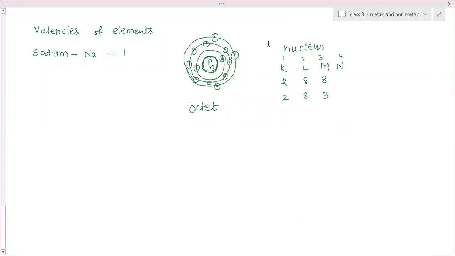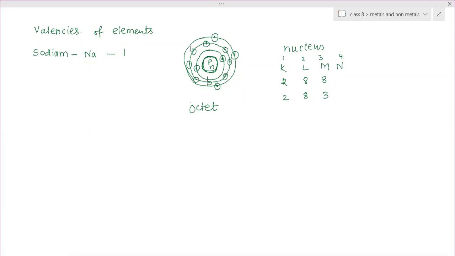5 more. So it will take 5 from someone. So it has two options. One is to give out 3 electrons, and another option is to take 5 electrons. Now losing and gaining of electrons needs a large amount of energy. It will not easily lose, or it will not easily gain.